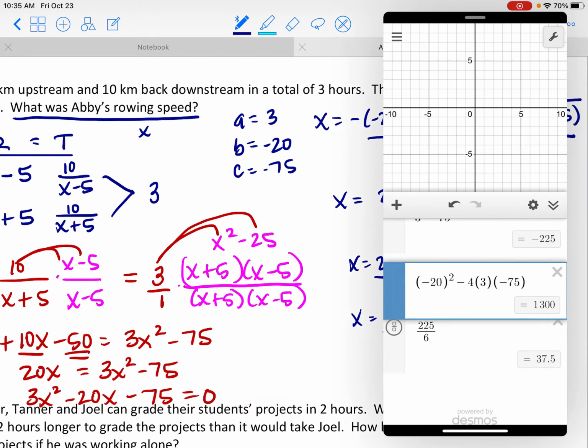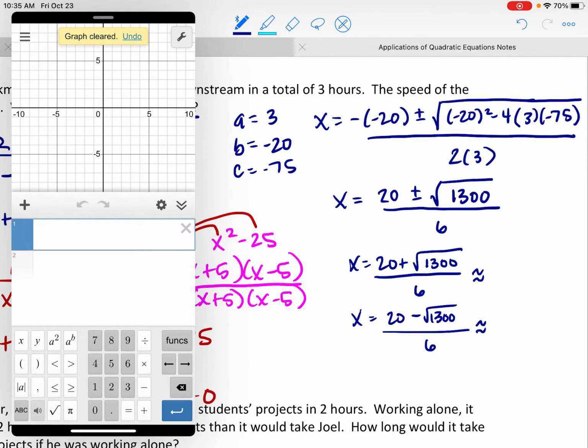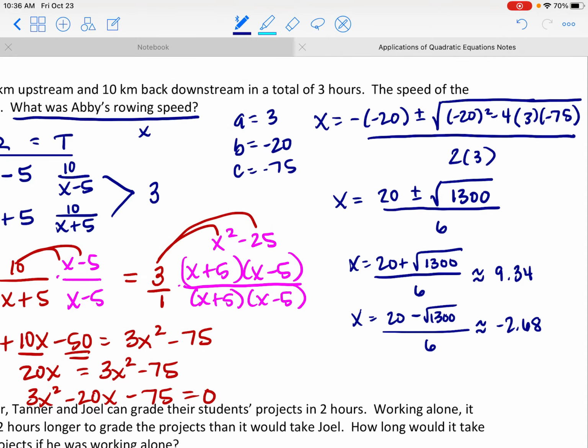I want to approximate that, so I'm going to go to my calculator. 20 plus radical 1300, and then I want all of that to be divided by 6, and we end up with 9.34-ish. And then if I change this to a minus, we get negative 2.68-ish. Now, two answers, not going to be good for one Abby who is rowing in this stream.